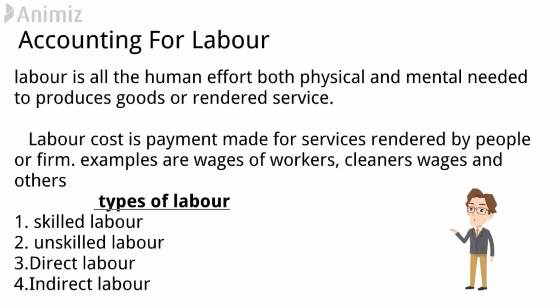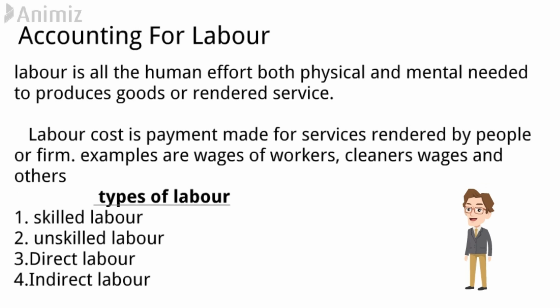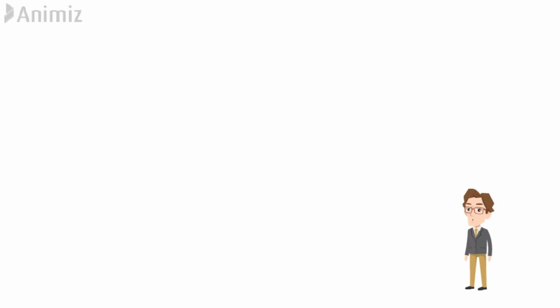There are 4 types of labor, and they are: 1. Skilled labor. Skilled labor is the type of labor that uses mental effort rather than physical strength in production. For example, the accountant and the manager. It means the accountant uses more of its mental effort than strength.